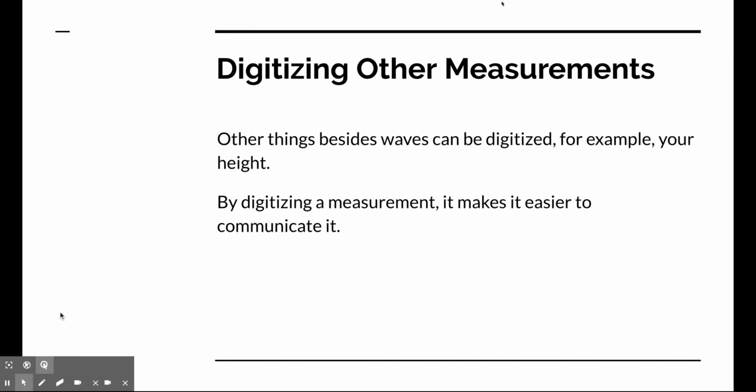So that's what we talked about today: how you can send messages and how you can group together different types of waves to make it easier to communicate.